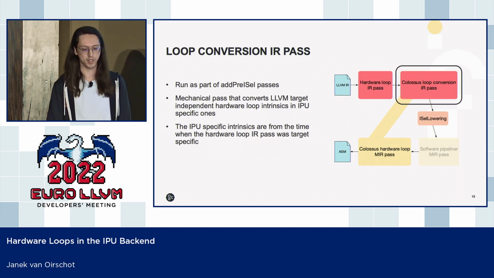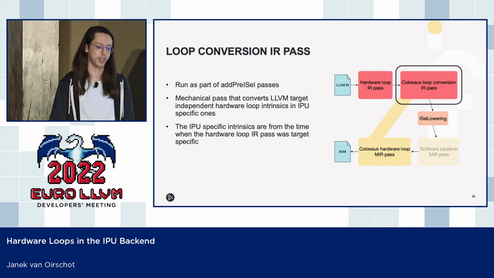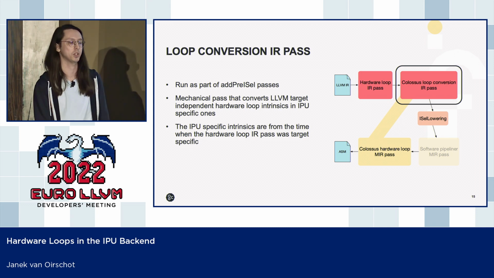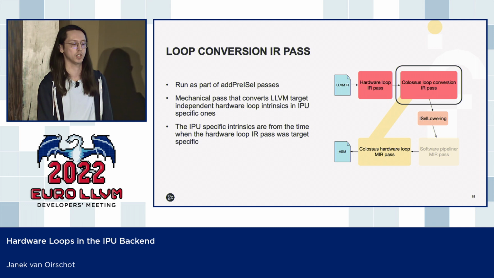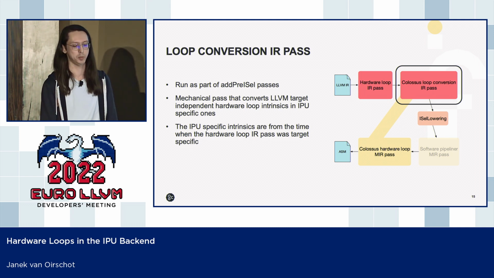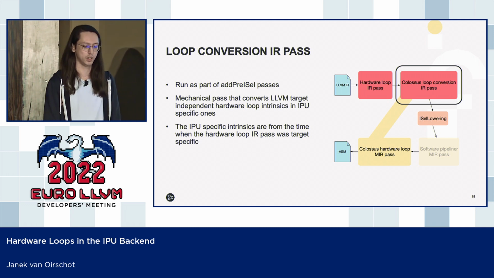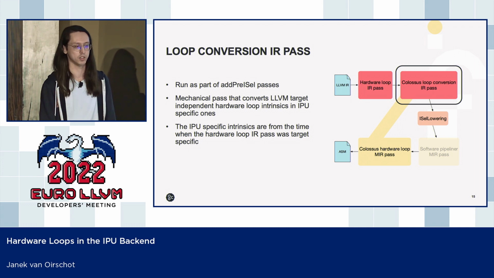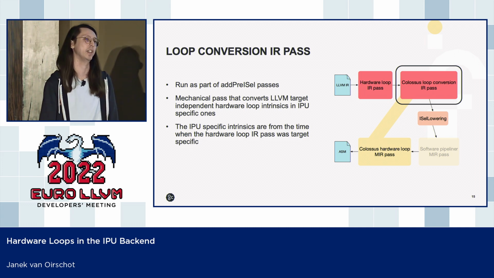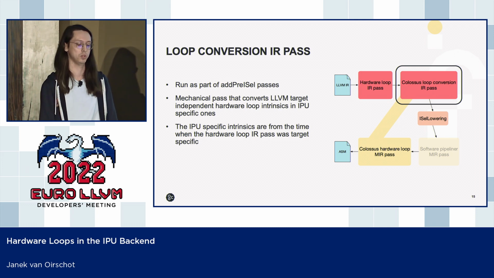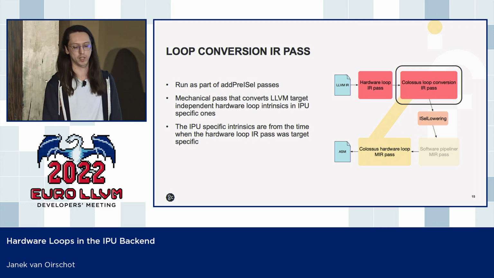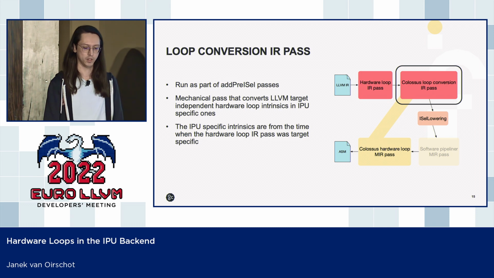Then the next pass is the loop conversion IR pass. It is run as part of the add pre-ISel passes. It's a very mechanical pass, so it takes in the previously defined intrinsics and emits the IPU alternatives, basically. The reason we have these stems from the time where we still had a custom pass for this. So these are basically the intrinsics that we used to emit directly. Now we have a pass that converts between the two.